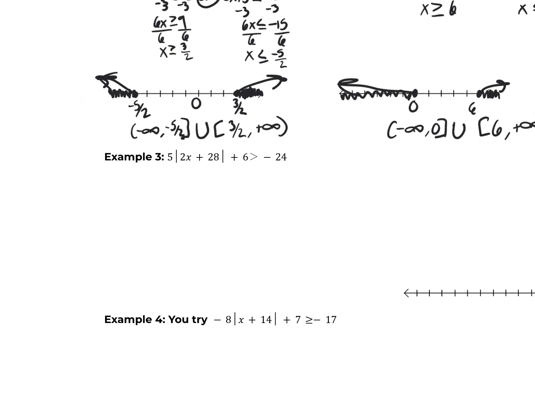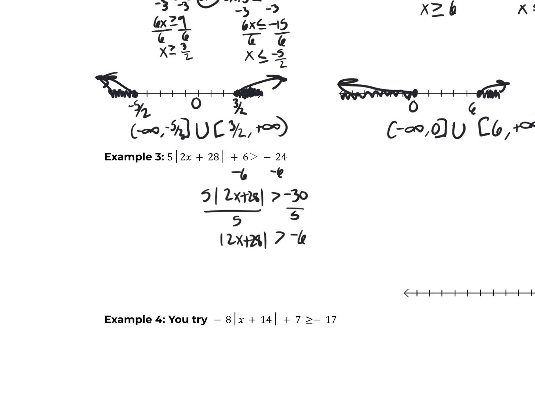All right, example 3: 5 times the absolute value of 2x plus 28, plus 6, is greater than negative 24. Again, we want to isolate the absolute value first, so we subtract 6 off of both sides. 5 times the absolute value of 2x plus 28 is greater than negative 24 minus 6, which is negative 30. Then I divide both sides by 5. I get the absolute value of 2x plus 28 is greater than negative 6.